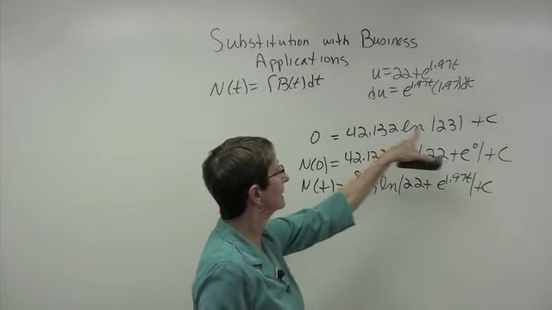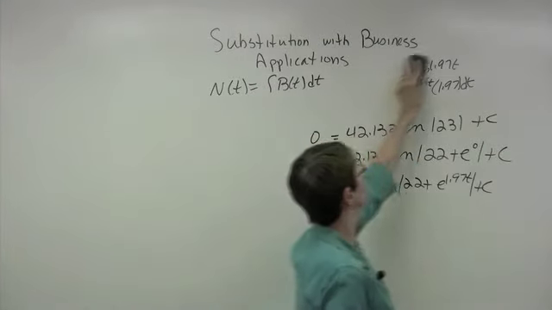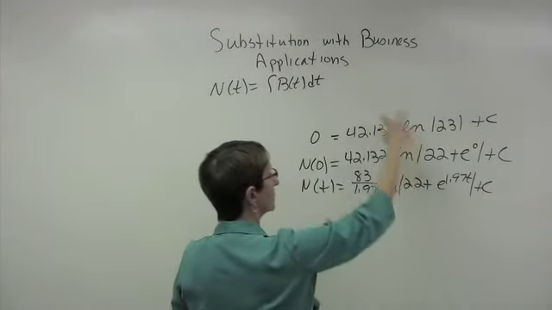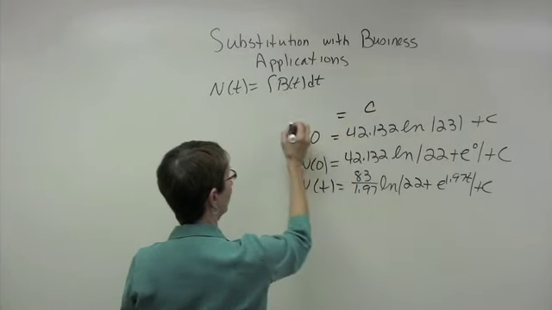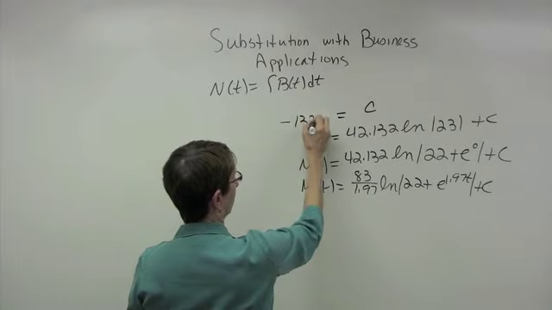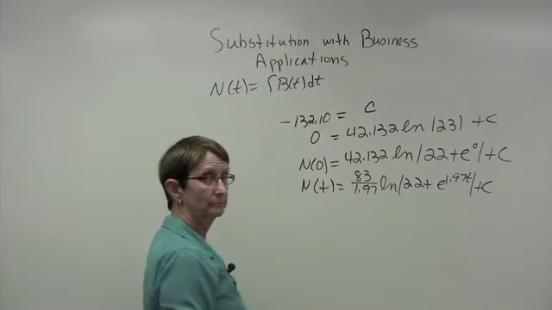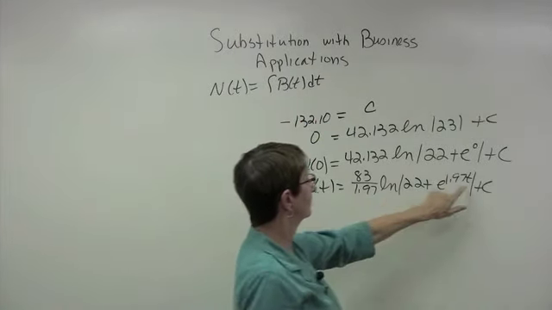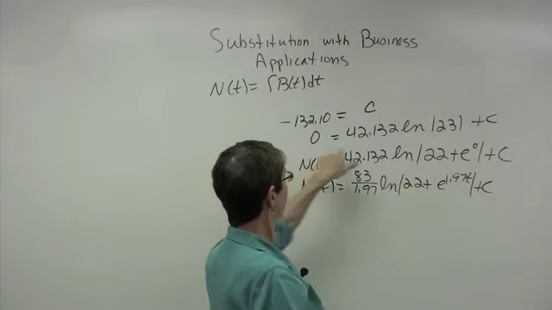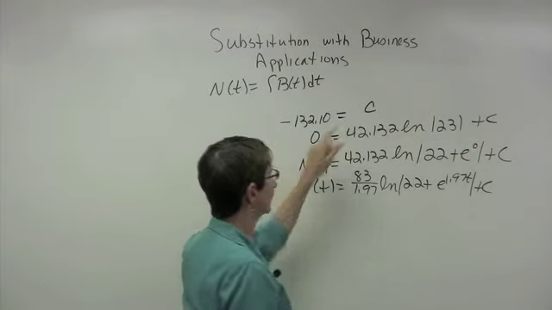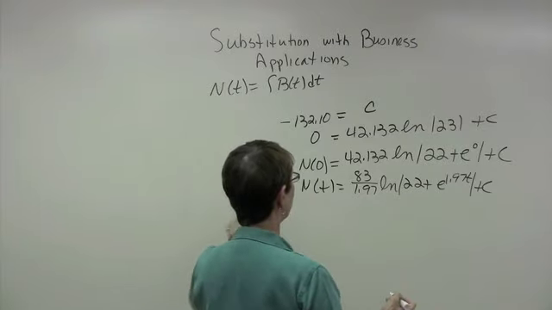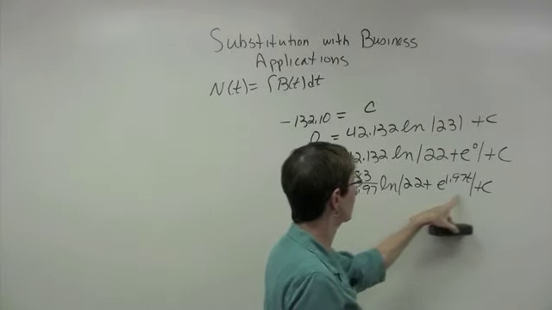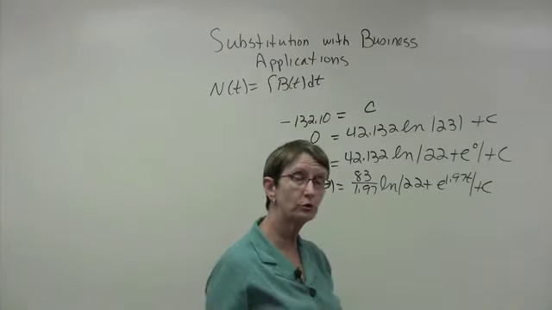When I multiply out and solve for c, moving this to the other side of the equation, I found out that c is equal to negative 132.10. So I let t equal 0, set that equal to 0, and solve for c. This is what I get for c. So my actual formula for n of t is this expression minus 132.10.